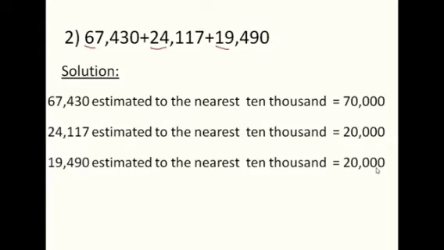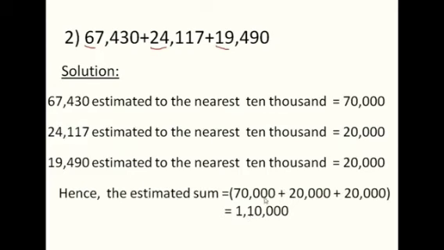Now what do you have to do? You have to add these three numbers so that you can get the estimated sum. Hence the estimated sum is 70,000 plus 20,000 plus 20,000. You have to work out this addition in your working column, and check whether the sum is 1,10,000. You will work out the addition like this in your working column, so that your addition part is correct.